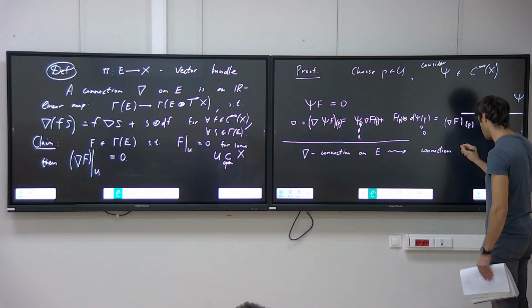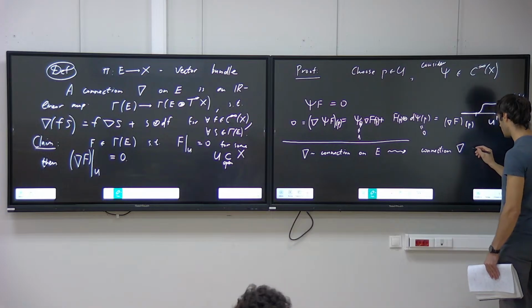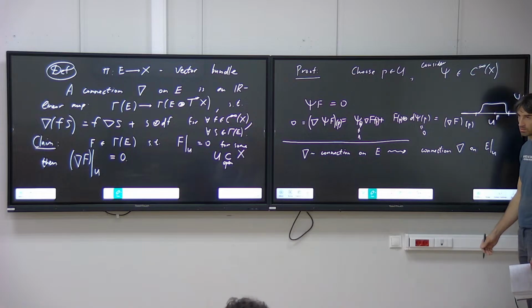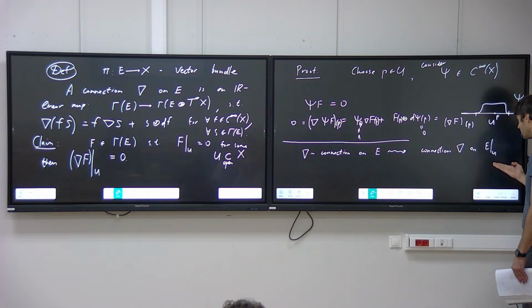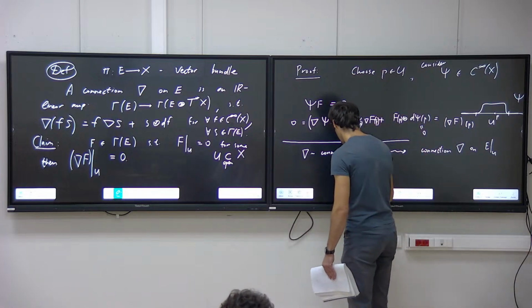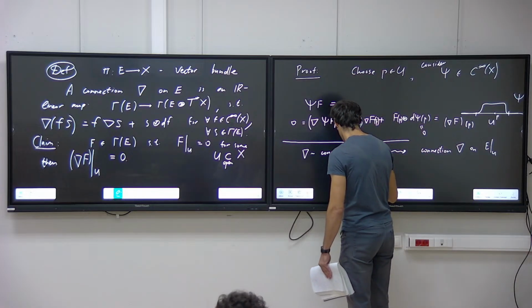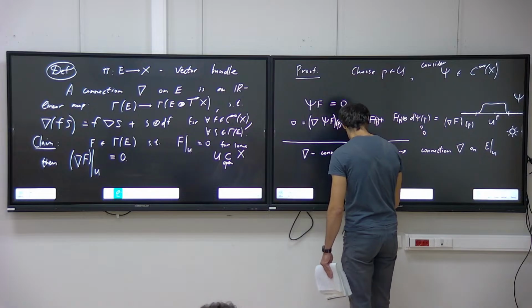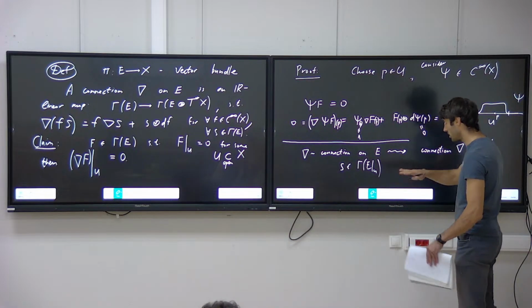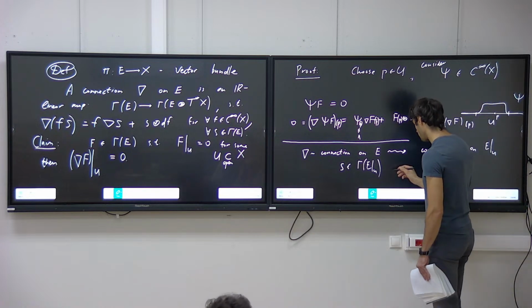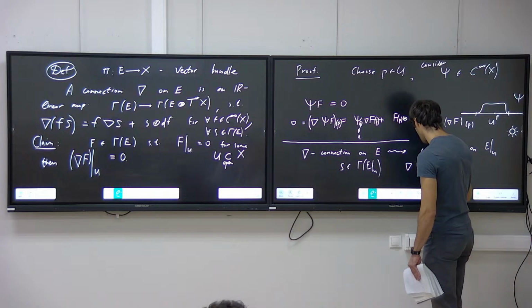Which I actually denote by the same letter, on E restricted to U. So I have sections now here, right? And I just defined. So let me take some section S, a section of E restricted to U. This doesn't know anything about what's going on outside of U. And then I need to define what is nabla of S.